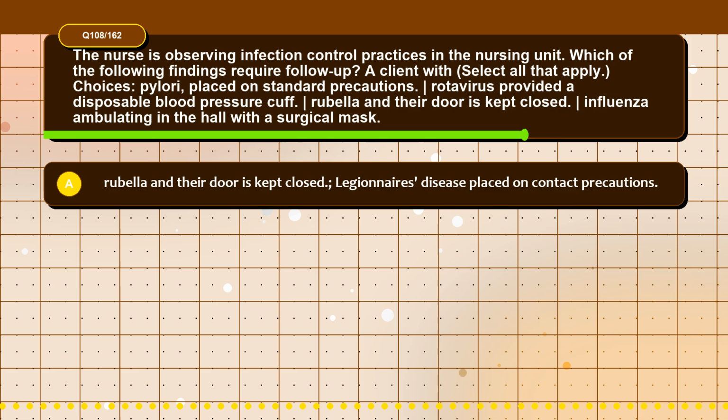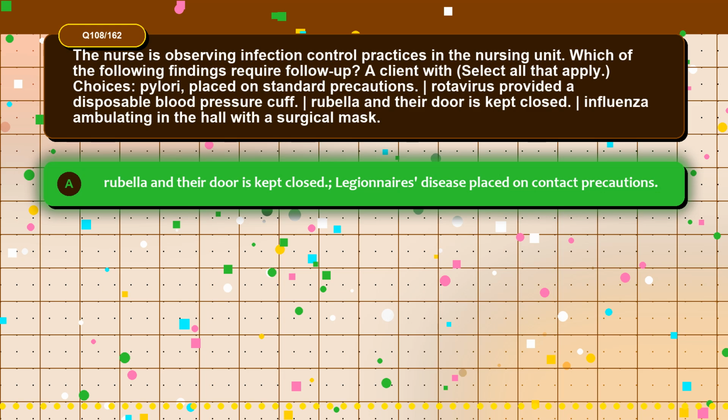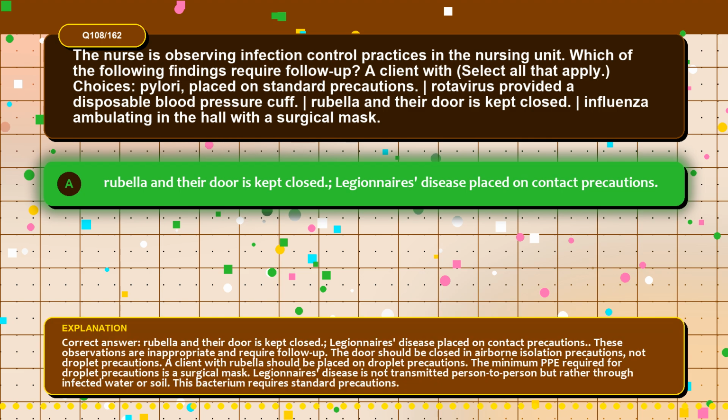Here are the options. Option A: rubella and their door is kept closed. Legionnaire's disease placed on contact precautions. The correct answer is option A: rubella and their door is kept closed, and Legionnaire's disease placed on contact precautions.